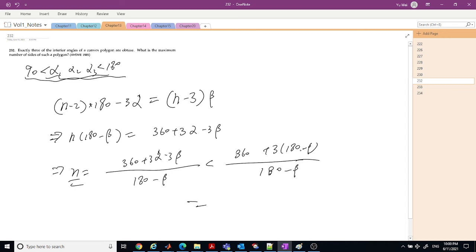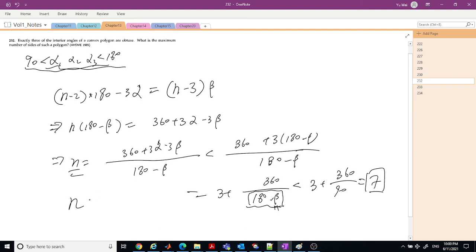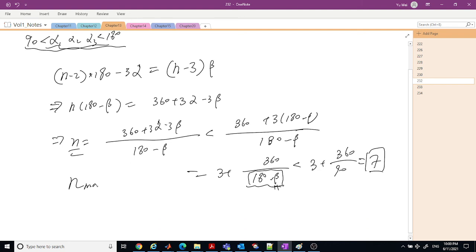So this equals 3 plus 360 over (180 minus beta). In order to maximize it, we want the denominator as small as possible, so we want maximum beta. So this should be less than 3 plus 360 over 90, which is 7. So now you can see n should be less than 7. So what's the maximum n? The max of n is 6.